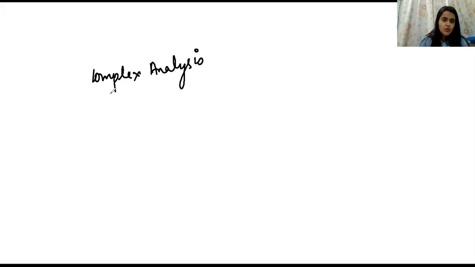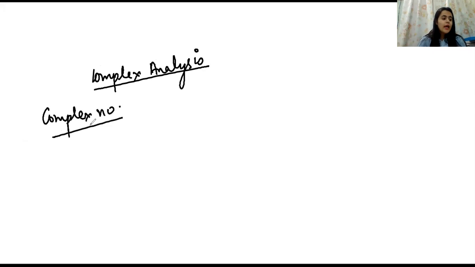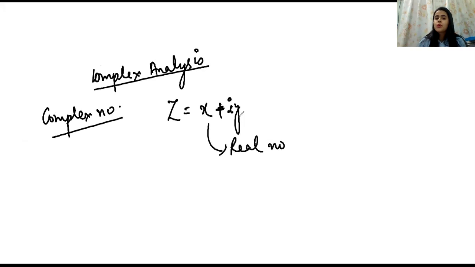So today the topic is complex analysis. Okay, so complex analysis. First of all, you must have the knowledge of what is a complex number. Any number that is in the form of z is equal to x plus iota y, that is your complex number, where x is our real number, that you all know. So iota y here is our imaginary number.